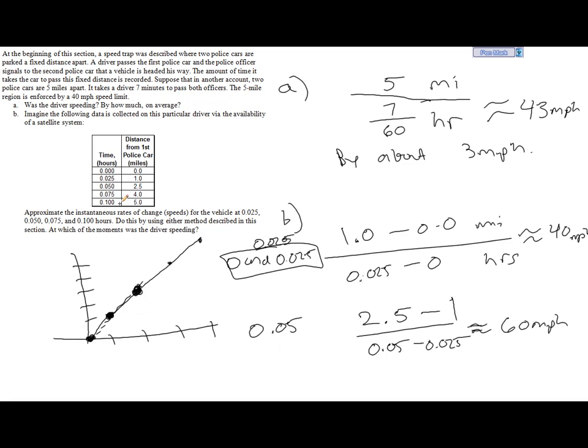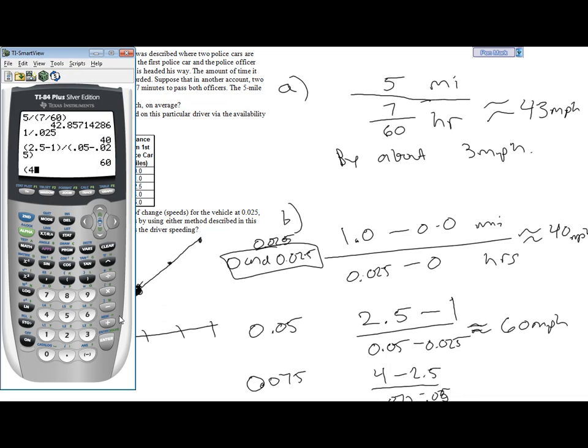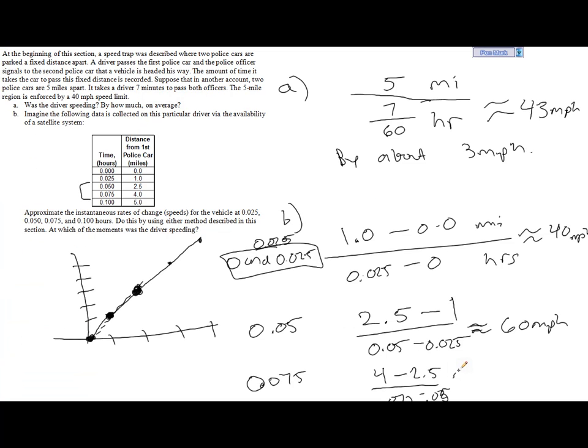And now we would do the same thing for 0.075. So for 0.075, we would just use these 2 points here, 4 minus 2.5, divided by 0.075 minus 0.05, excuse me. And that gives us, I believe this can come out the same as before. Divide that by 0.075 minus 0.05. And that gives us, again, 60 miles per hour.